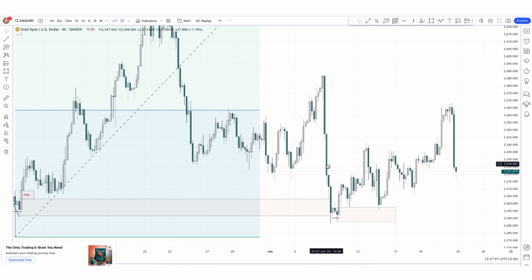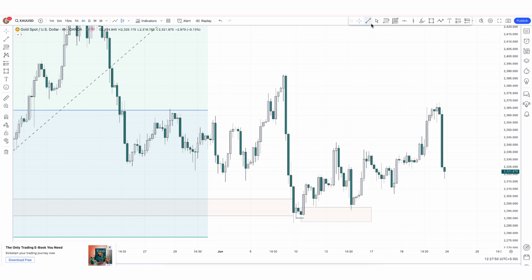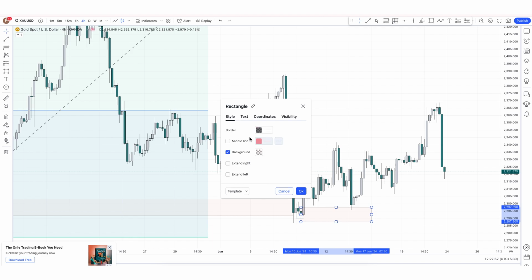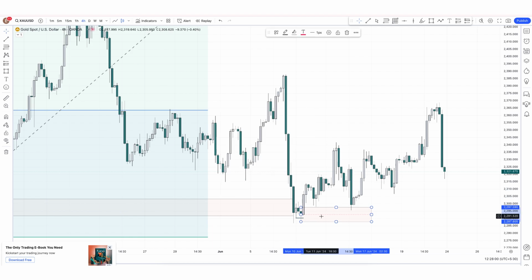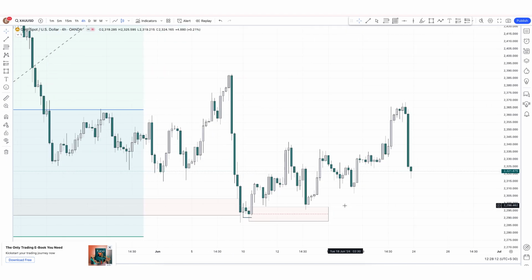Sometimes we can also check the middle line, which we put in as the mean threshold. We check whether the candle closes above or below the mean threshold, so that we can place our stop loss accordingly.